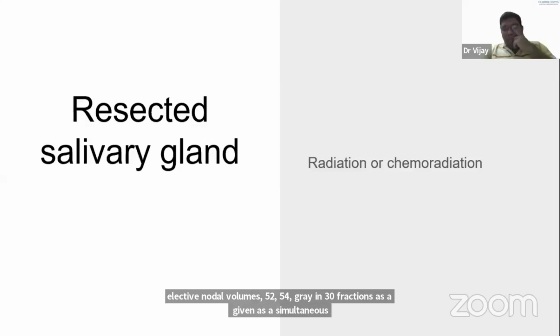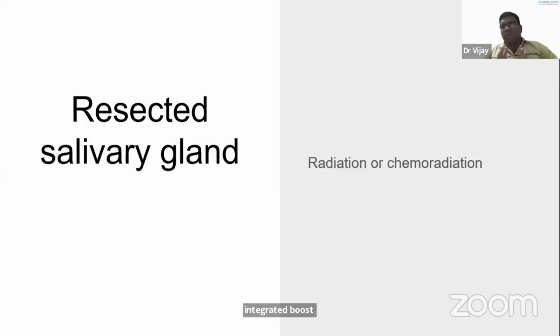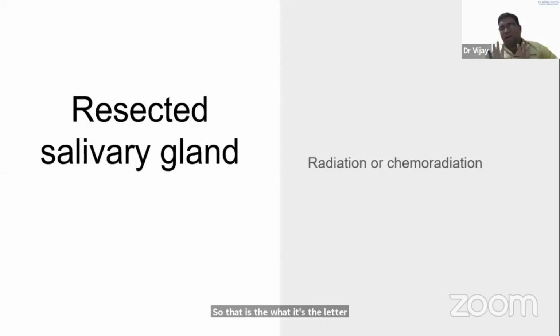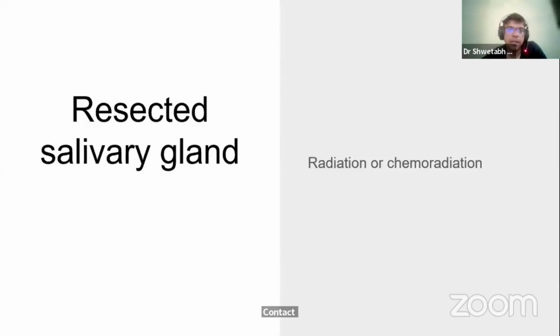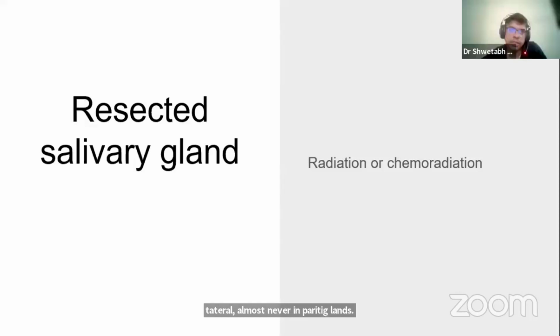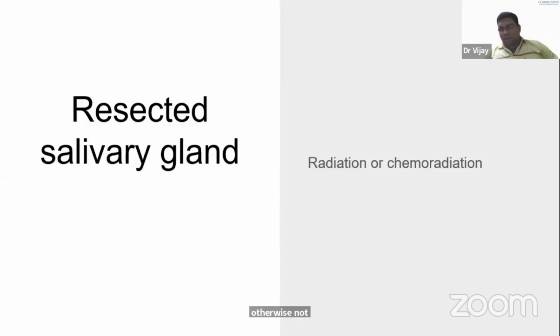Okay. One question: for elective nodal radiation, what would be the volumes? 1B, 2, and 3, and the pre-parotid nodes. So that is ipsilateral. When would you consider going for level 5 or contralateral lymph nodes? Contralateral almost never in parotid glands. Ipsilateral, if there is heavy nodal burden in 2B and 3, then 5. Otherwise not.